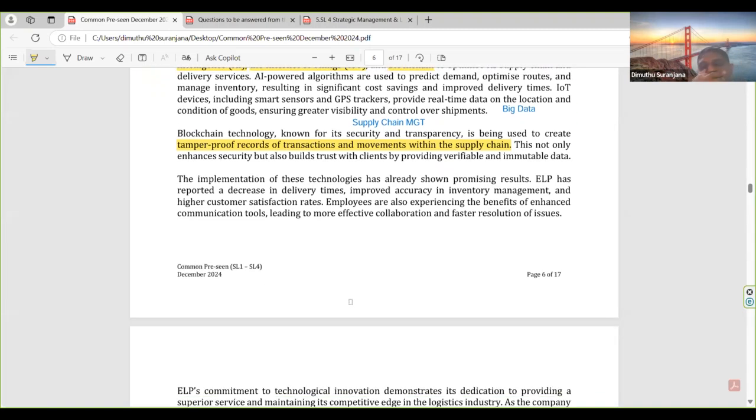The implementation of these technologies has already shown promising results. ELP has reported a decrease in delivery times, improved accuracy in inventory management, and a higher customer satisfaction rate. Employees are also experiencing the benefits of enhanced communication tools, leading to more effective collaboration and faster resolution of issues.